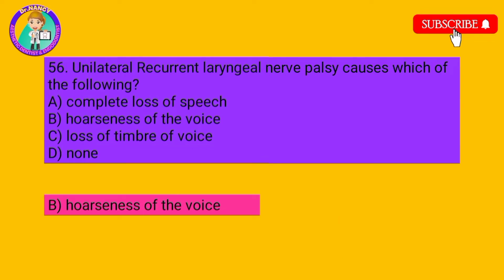Unilateral recurrent laryngeal nerve palsy causes which of the following? Complete loss of speech, hoarseness of the voice, loss of timbre of the voice, none. Answer: hoarseness of the voice.